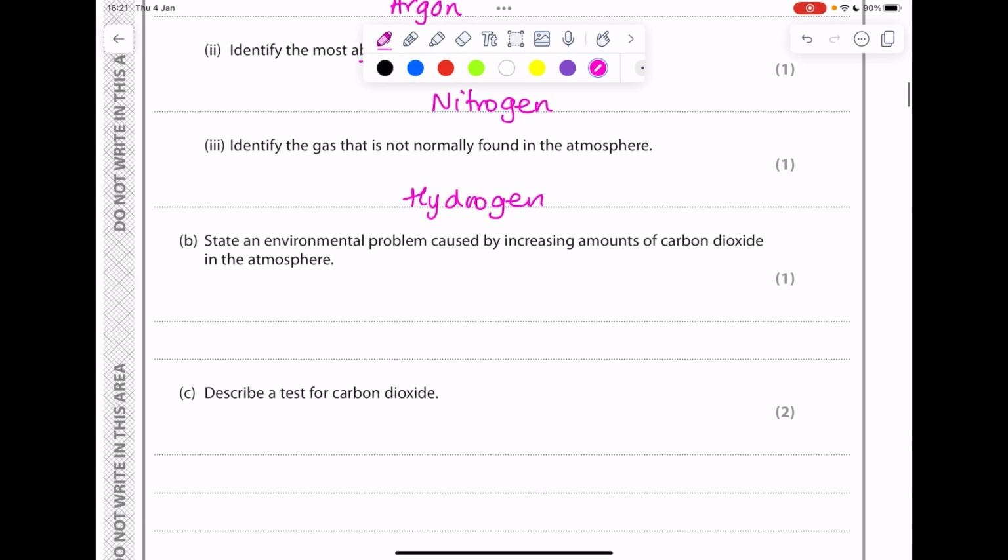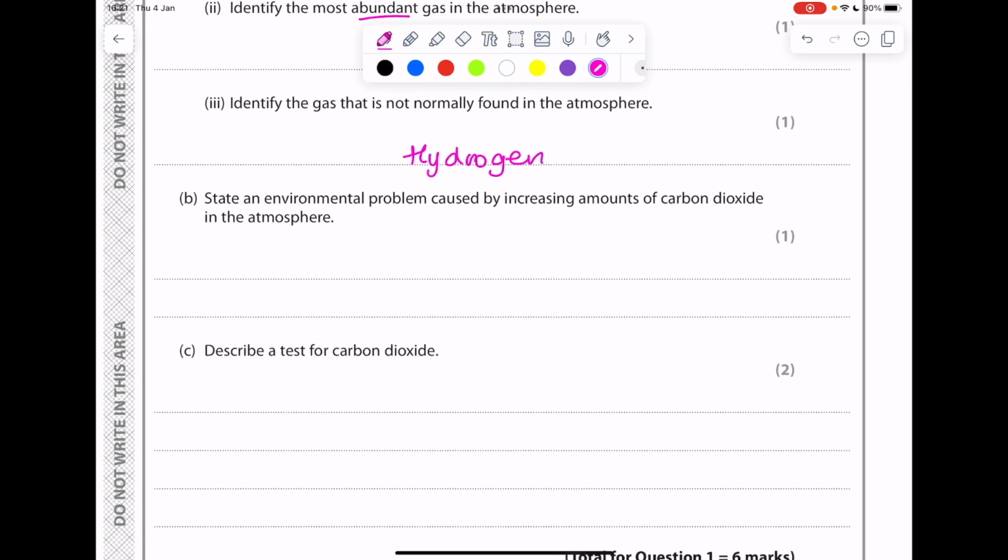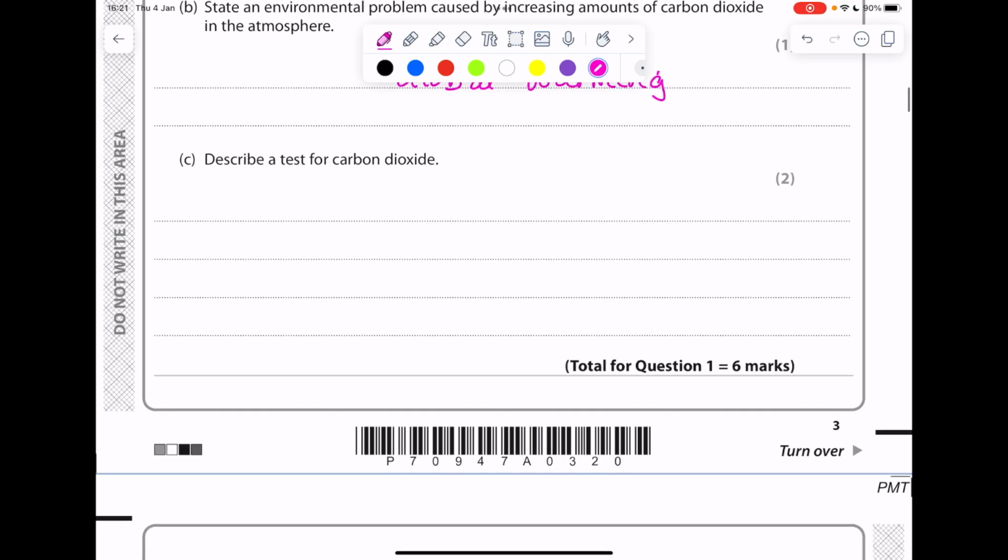State an environmental problem caused by increasing amounts of carbon dioxide in the atmosphere. It's all everyone's talking about. It is global warming. Describe a test for carbon dioxide. Add gas to lime water. And remember, it should turn cloudy or milky.